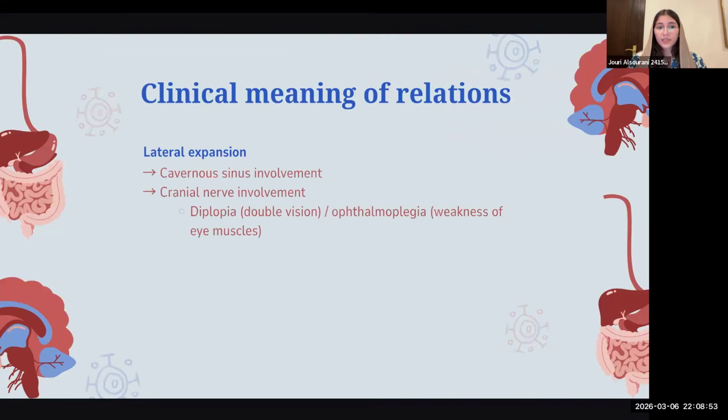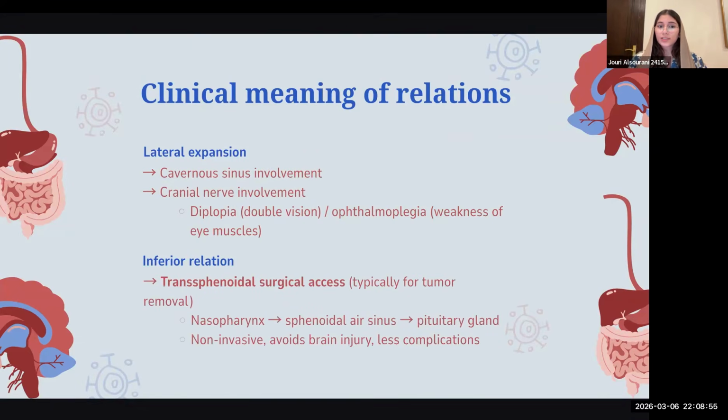As for the other relations, we said laterally we have the cavernous sinus and cranial nerves. So there can be involvement of the cavernous sinus, or there can be cranial nerve involvement where you'd see different manifestations with the eye. For example, you can have diplopia, which is double vision, or you can have ophthalmoplegia, which is weakness of the eye muscles, basically.